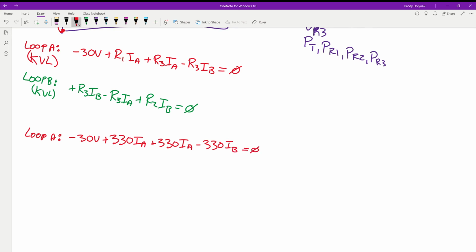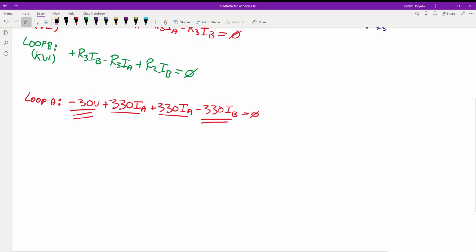And now what we want to do is put this into the format for solving simultaneous equations, which means we want to combine everything together that has the same variable and move anything that doesn't have a variable to the other side of the equal sign. So we're going to combine our IAs together, combine all of our IBs together, and move anything that doesn't have a variable to the other side of the equal sign. We're just rearranging this so we can work with it.